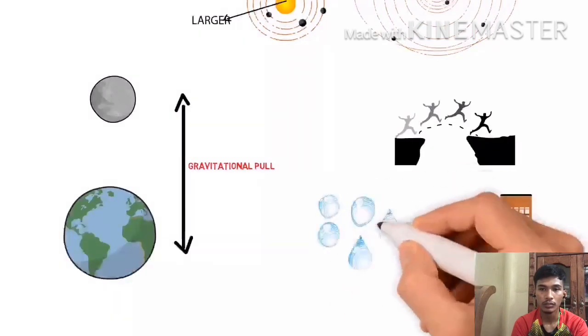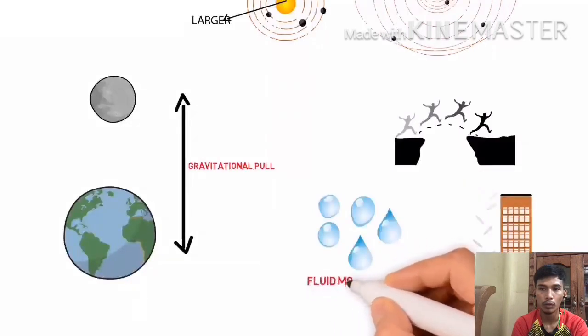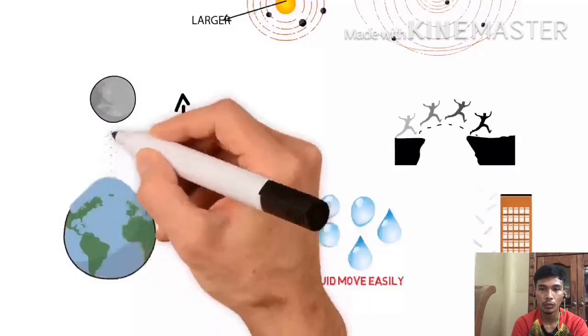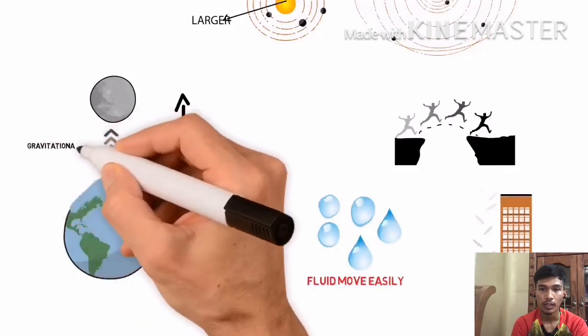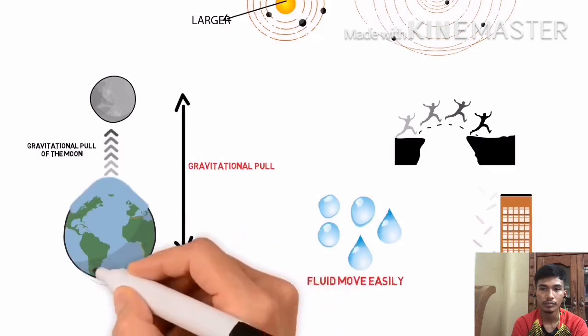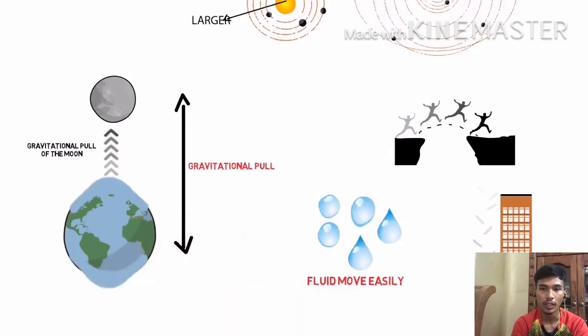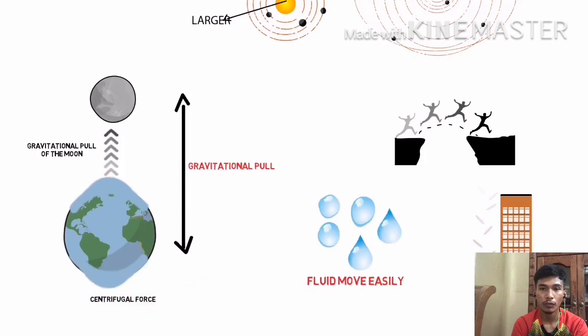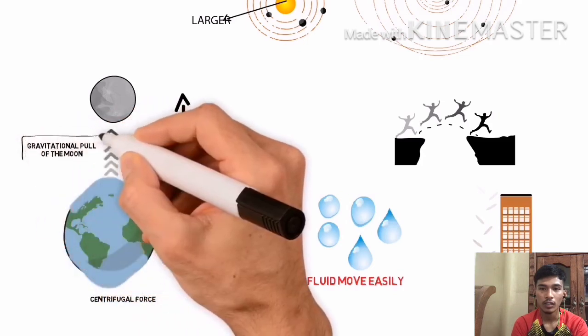Now when it comes to the ocean, water is a fluid, and fluids move more easily. So if the water on the earth in a particular region is directly beneath the moon, then the water gets pulled by the gravitational force toward the moon, and that creates a bulge, meaning a tide, on the surface of the ocean. On the other side of the earth, there is another bulge in the ocean water. This happens because that side of the water is further away from the moon, and the centrifugal force counterbalances the gravity on earth.